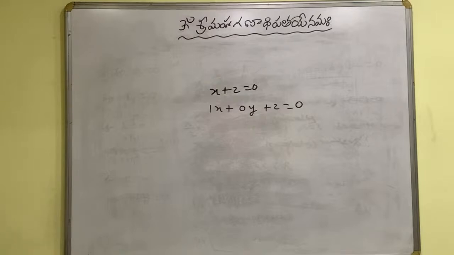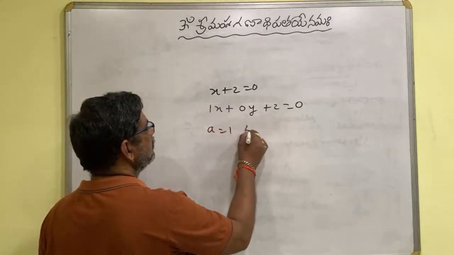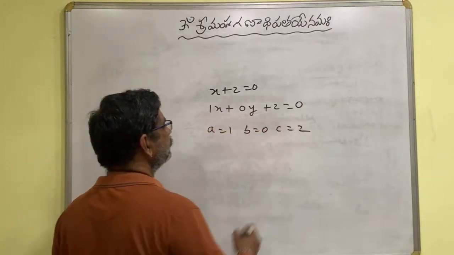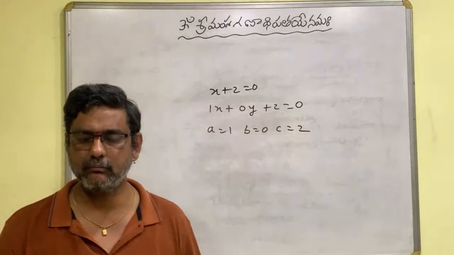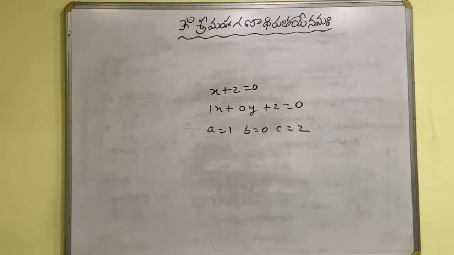If x is missing, you need to write 0x. If y is missing, you need to write 0y. Here y is missing, so x plus 0y plus 2 is equal to 0. So a is 1, b is 0, c is 2. Okay, that is converting a linear equation in one variable into a linear equation in two variables.